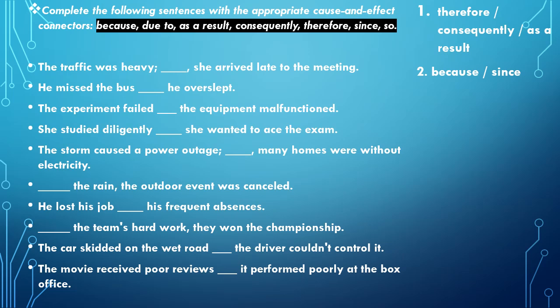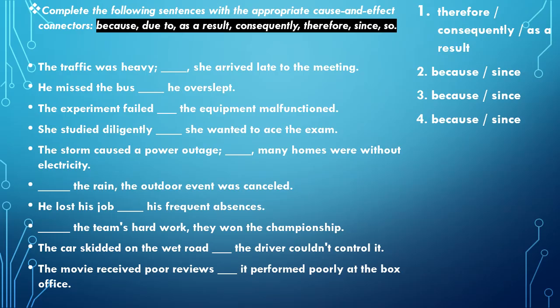The experiment failed, the equipment malfunctioned. Again, this one also answers the question why. Why did the experiment fail? Because the equipment malfunctioned. She studied diligently, she wanted to ace the exam. Obviously, this one shows a cause as well. Why did she study diligently? Why did she work so hard? She worked hard because she wanted to pass the exam.